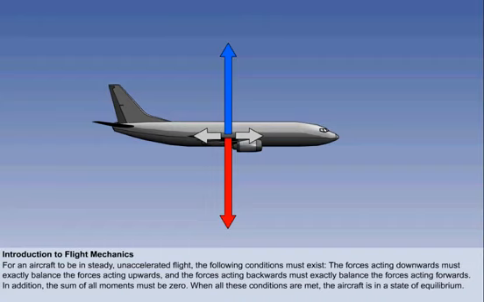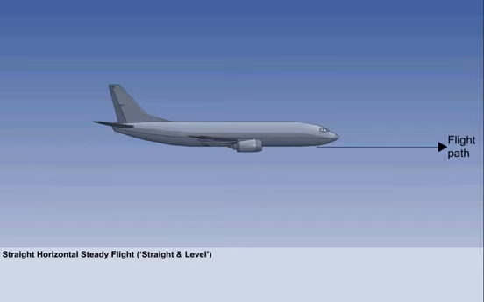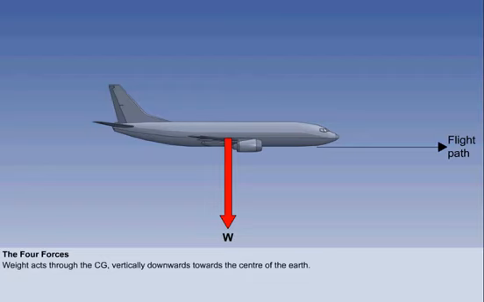In addition, the sum of all moments must be zero. When all these conditions are met, the aircraft is in a state of equilibrium. In straight and level flight, there are four forces acting on the aircraft: lift, weight, thrust and drag. Weight acts through the centre of gravity, the CG, vertically downwards towards the centre of the Earth. Alternatively, weight can be said to act parallel to the force of gravity.